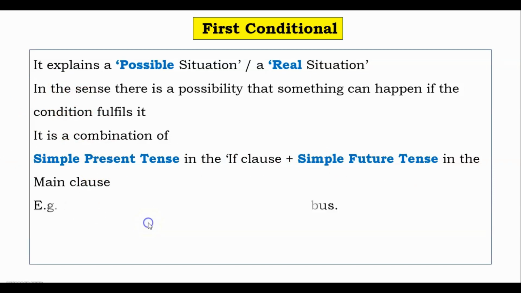Let us look at some examples. If you don't hurry, you will miss the bus. What happens if you don't hurry? You will miss the bus. When will you miss the bus? If you don't hurry. Okay? Here, this result, missing the bus, depends on the condition whether you hurry or not.